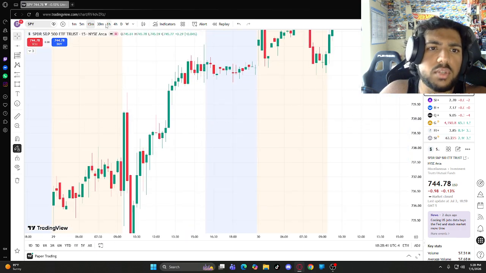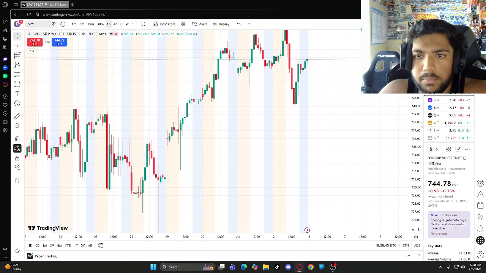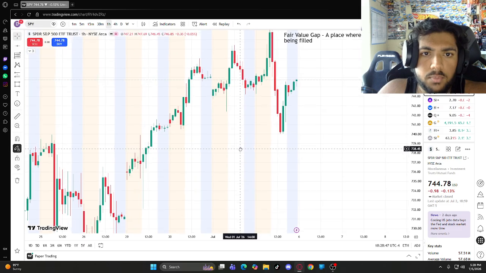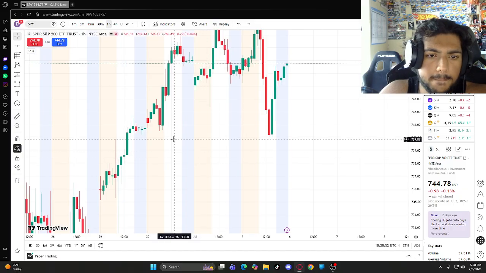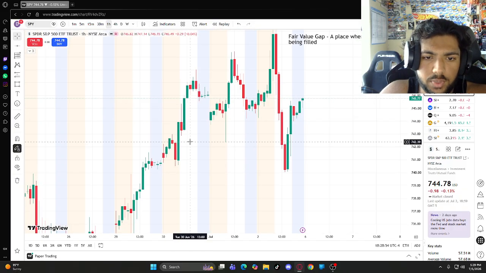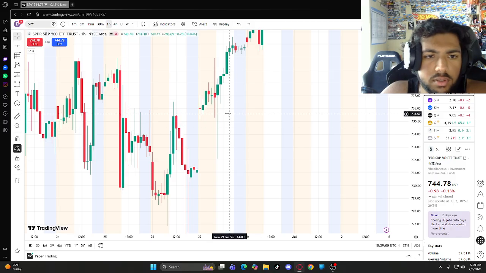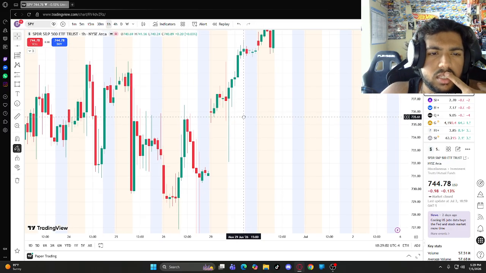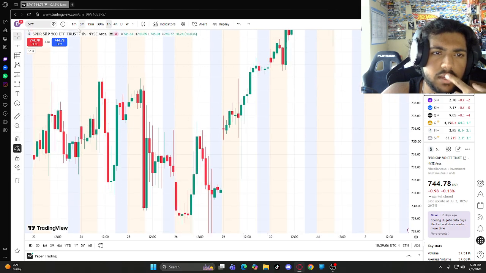Let's head over to 1 hour. Maybe we can find a nice one on 1 hour. Nice fair value gap that got respected on 1 hour. Well, there's this one right here. Price tapped into it, moved up a lot higher. But I want to find one that's in the trend. Okay, can't really find one on there.